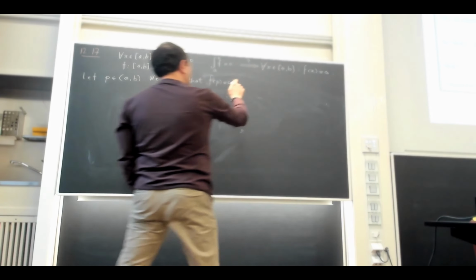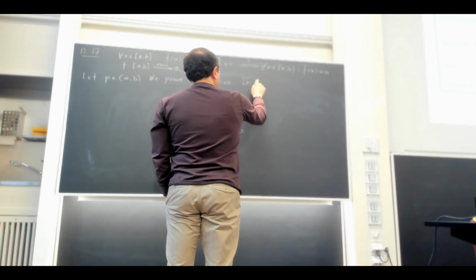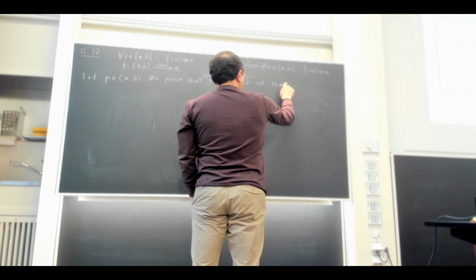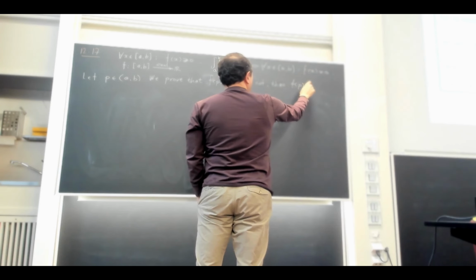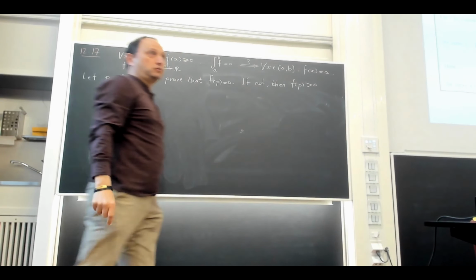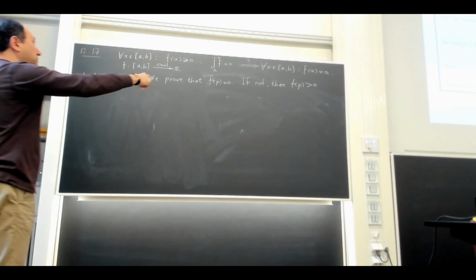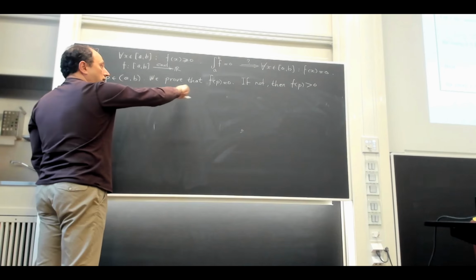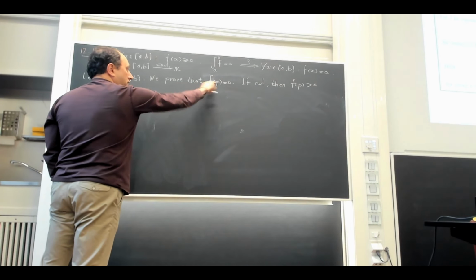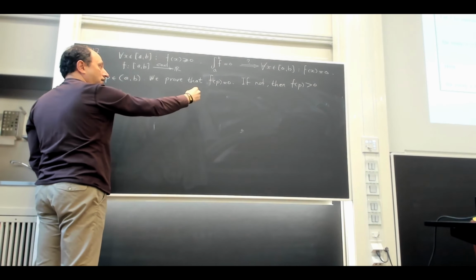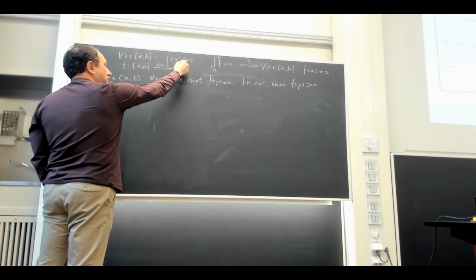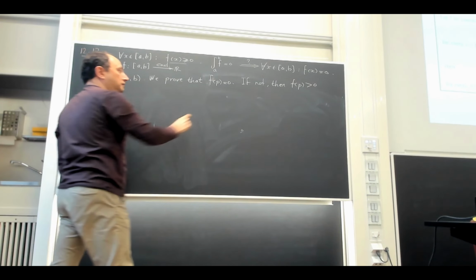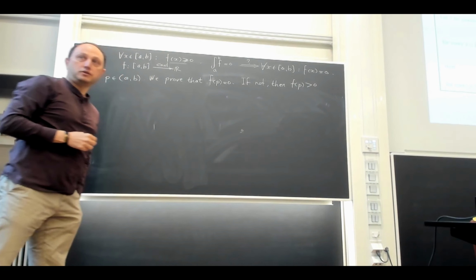If not, then what happens to f of p? f of p becomes positive. Why? Because you told me that f is always non-negative. If f of p is not equal to 0, it cannot be less than 0 because by assumption my function is always non-negative. So the only option left is that f of p is greater than 0.